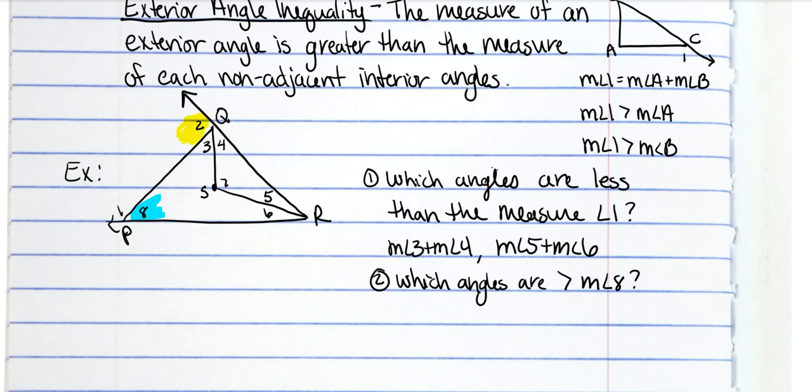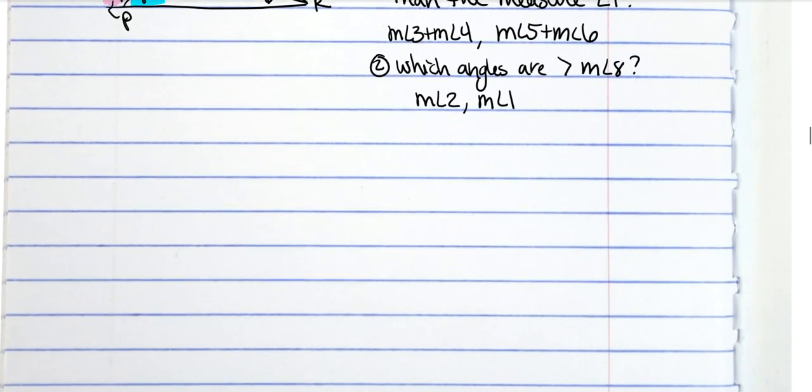Also, 1 would have to be bigger than 8 because those make a linear pair. So the measure of angle 2 and also the measure of angle 1, each of those would have to be bigger than 8. All right, then we have the angle side inequalities.